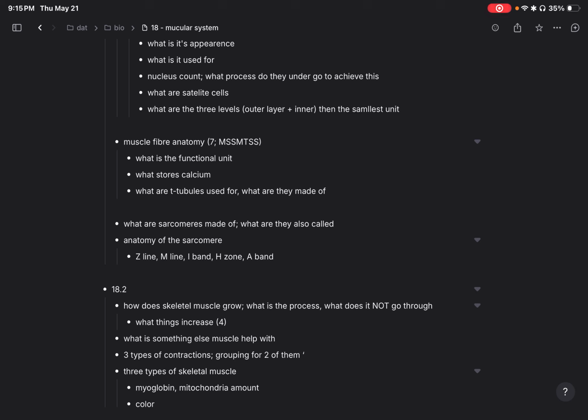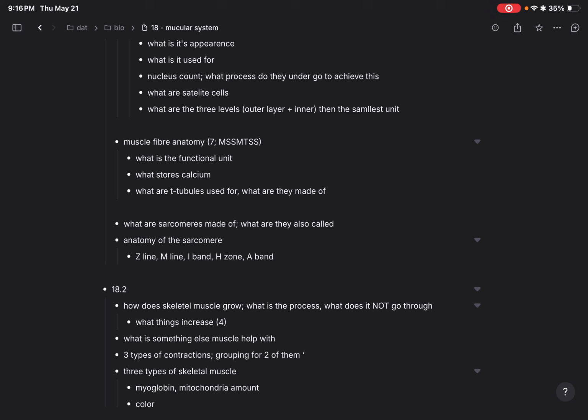Yeah, okay. So what is the functional unit? The sarcomere. What stores calcium? The sarcoplasmic reticulum. What are T tubules used for? They expand the depolarization, they spread the charge around, they just transmit. They are made up of the sarcolemma membrane and transmit electrical signals inside the fibers.